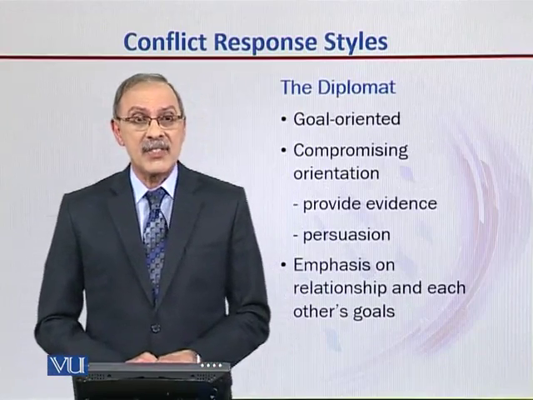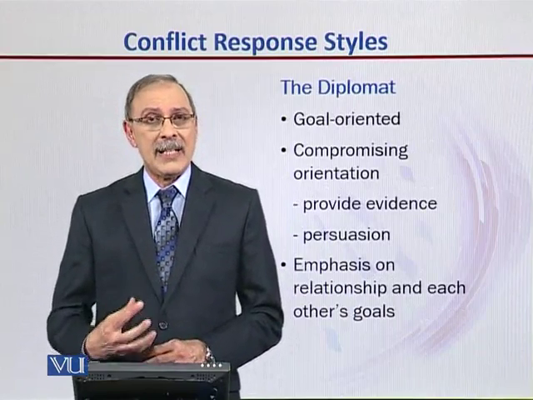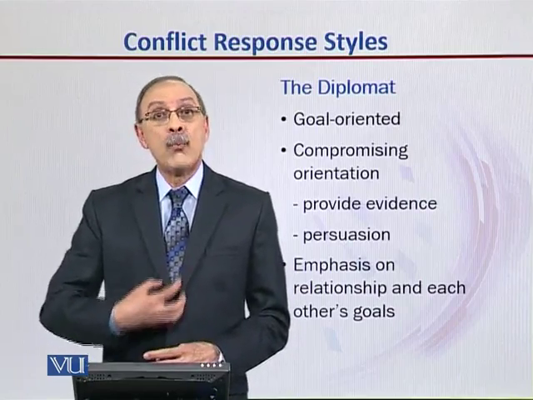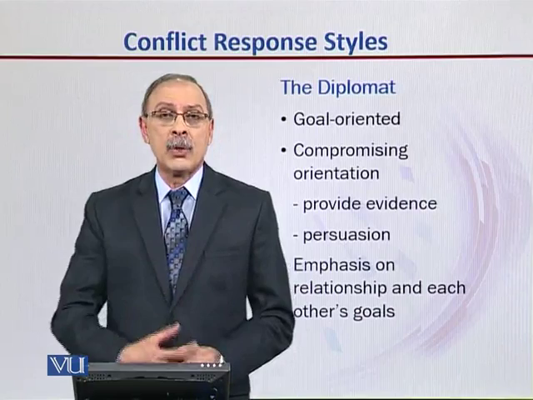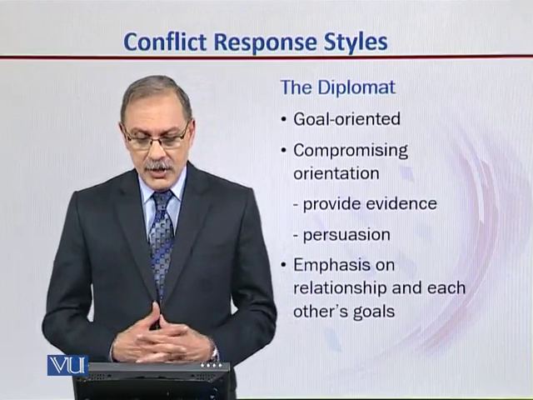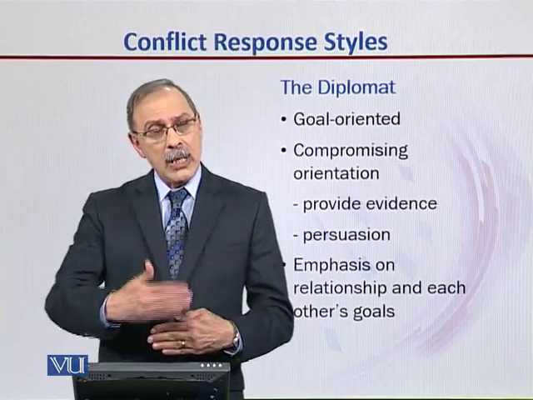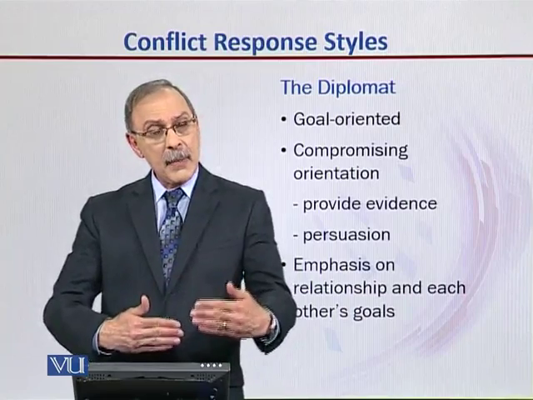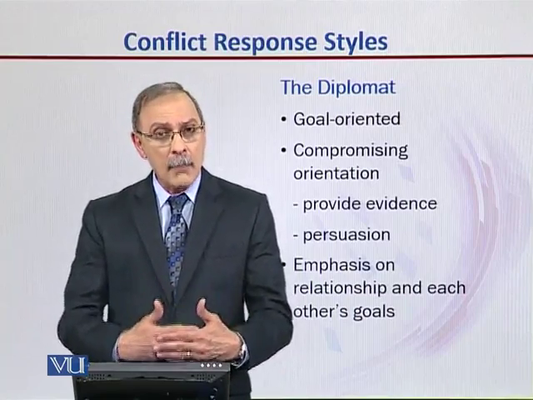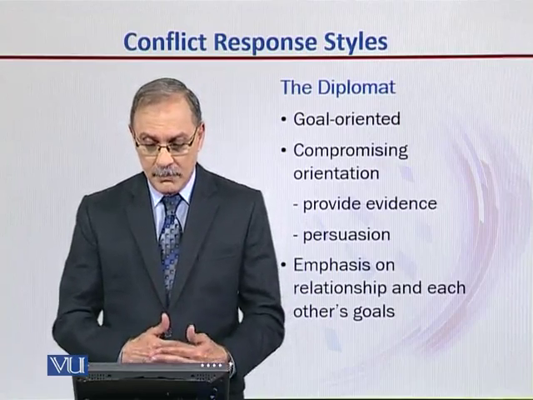The next one is the diplomat. This individual is goal-oriented. This person has objectives, aims, goals, and wants to achieve whatever those goals, aims, and objectives may be. This individual has a compromising orientation, which means he'll walk a certain distance, but the other party will also need to walk a certain distance, and they will come to a compromise on what the solution or resolution to the conflict should be.